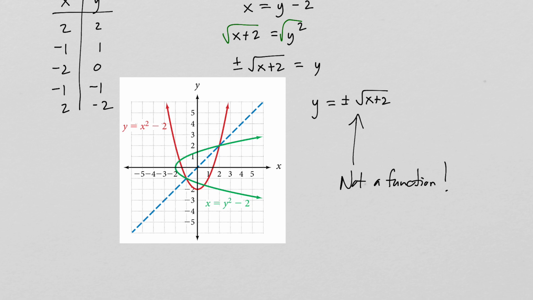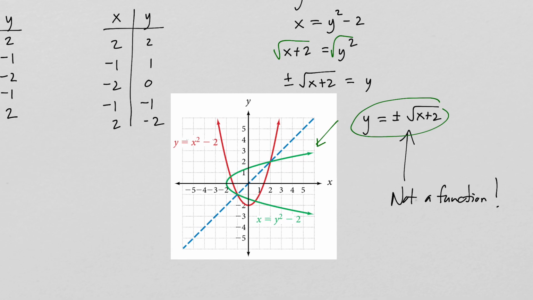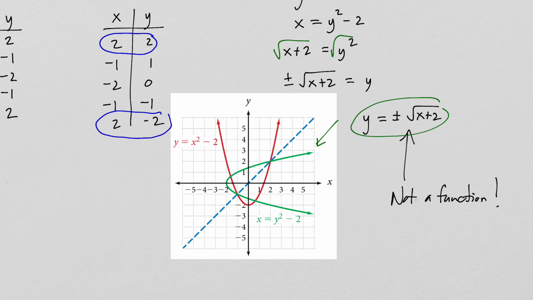Okay? Now, why is it not a function? Well, you can actually see it in the graph because this is the green graph here. Notice that if you draw a vertical line anywhere here, you're going to hit that graph twice. That means it's not a function. Or to put it in a different way, when you're plugging in an x value, you are getting two different y values. For example, when you plug in x equals 2, you get y equals 2. And when you plug in x equals 2, you get y equals negative 2. That's this point here and this point here. That can't happen if you actually have a function, okay?